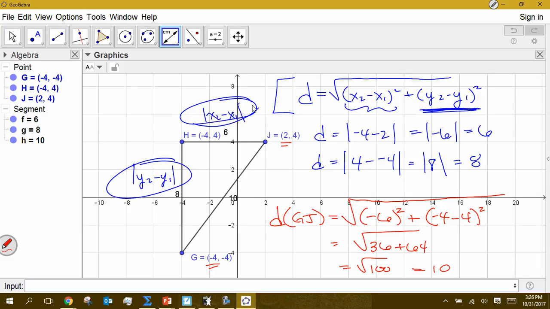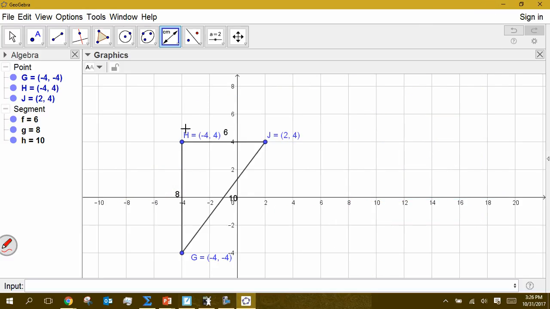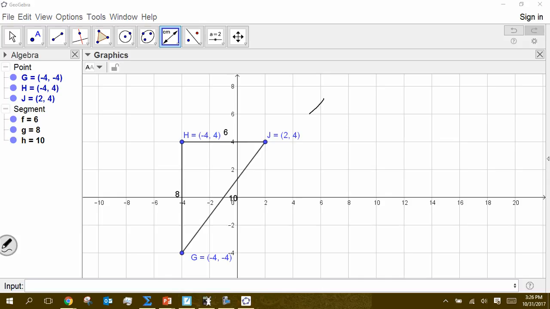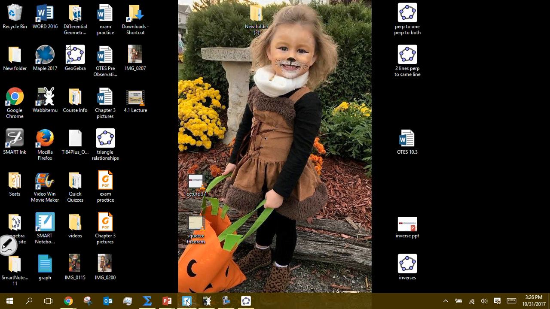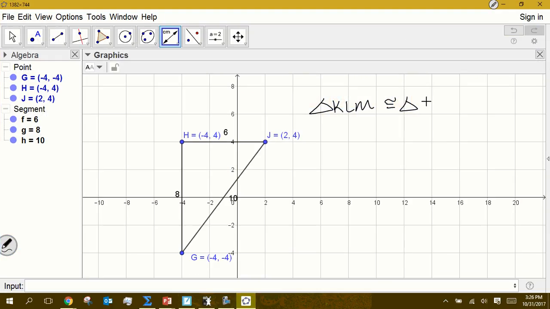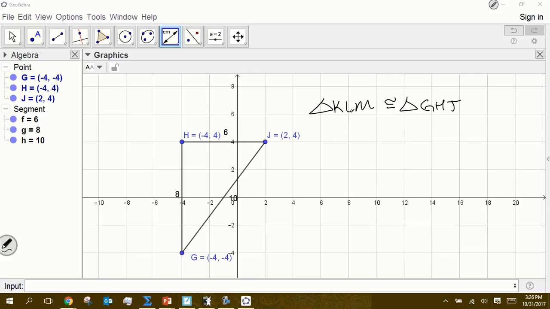Now I've shown you the work to get those distances. I'm going to clear that work out and go back to what the original question said. The question said that triangle KLM is congruent to triangle GHJ. Well, I didn't find KL and M. I don't even know what the points of K, L, and M are.